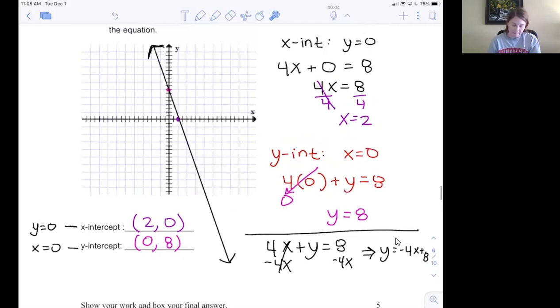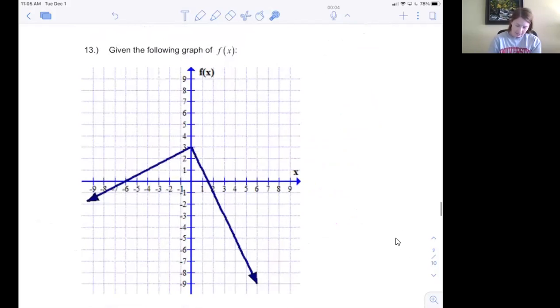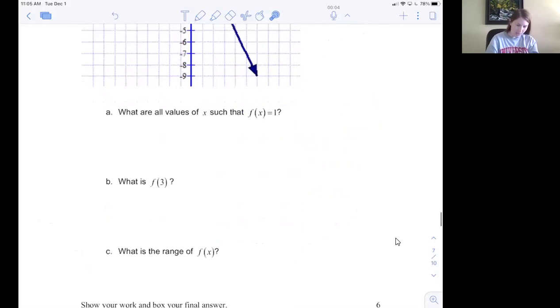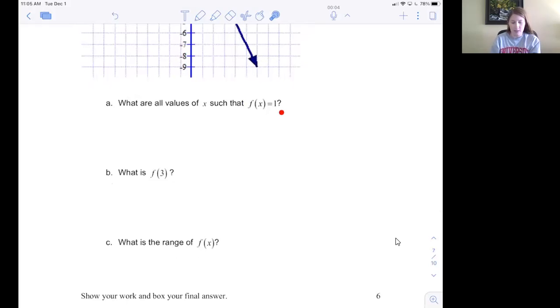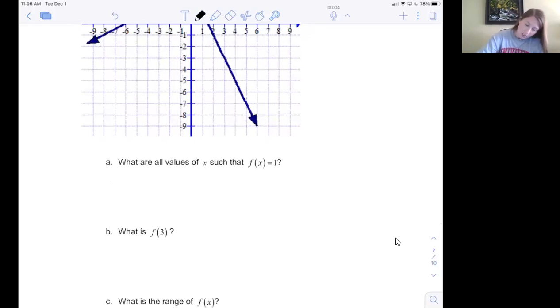Okay. So for this one, we're given a graph and they want us to figure out a few things. They want to know what are all values of x such that f of x equals 1, what is f of 3, and what is the range. So let's start with this part A. So f of x is just kind of a fancy way of saying y. So I can always replace f of x with y. So this is just saying y equals 1.